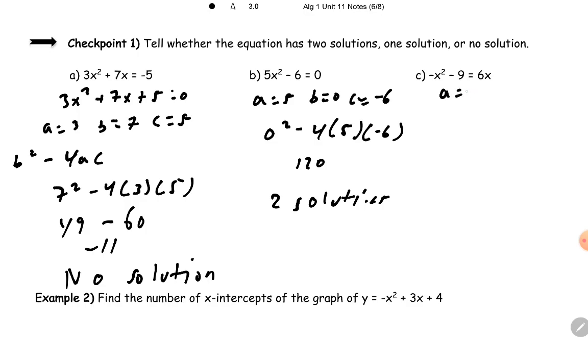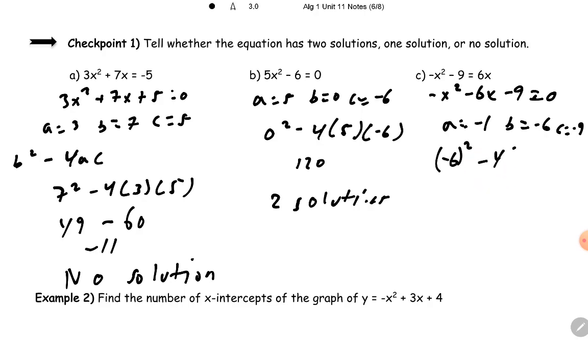Oh, gotta move it over first. So negative x squared minus 6x minus 9 equals 0. So the a value is -1, b value is -6, and c value is -9. So -6 squared minus 4 times -1 times -9. So I have 36 minus 36, which is 0, so 1 solution.